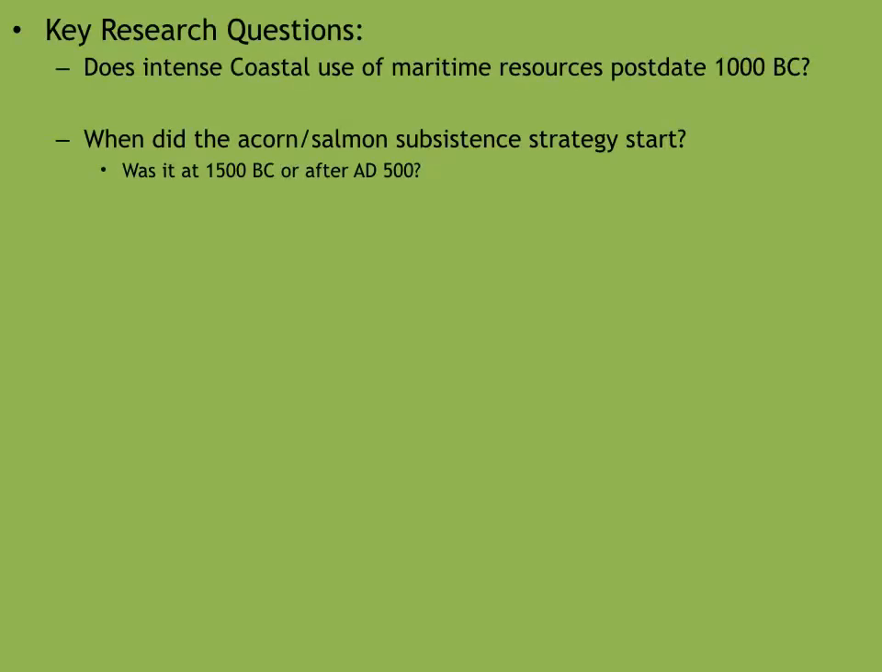So the last slide is just going to leave us with some key research questions going forward that archaeologists have asked. Do we see intense coastal use of maritime resources post-dating 1000 BC? So is this something, when did this happen? When did they really start using maritime resources? And then two, when did the acorn salmon subsistence strategy start? Did the focal economy come much earlier? Was it at 1500 BC, like some people say? Or was it after AD 500?